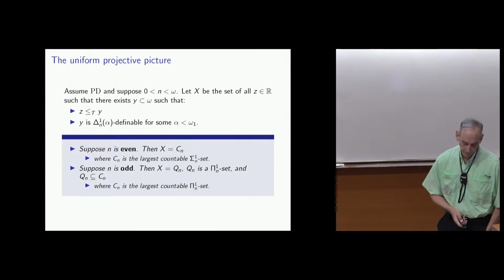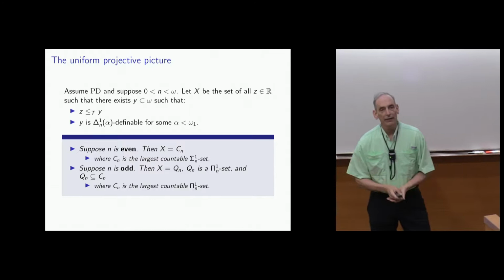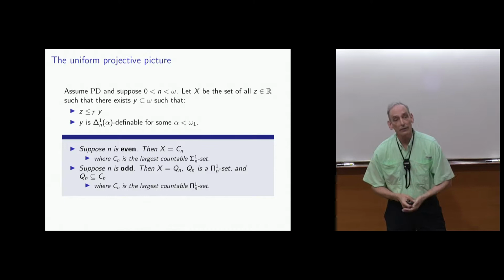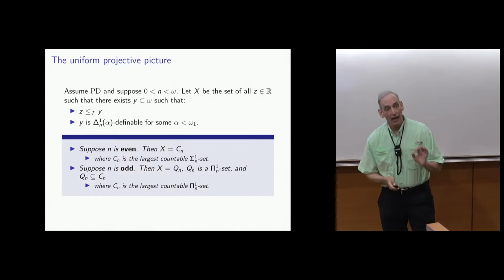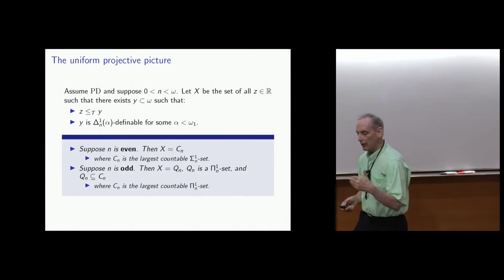Okay, so now there's almost a uniform definition which gives you either C_n or Q_n depending on whether you're at the even or odd levels. But we'd like to get a more uniform picture. And that's where fine structure comes in. Remember, C_2 are the reals in L. HYP are the reals in L_{omega_1^CK}. So there should be a generalization of L_{omega_1^CK} and L and so forth that recovers these sets.